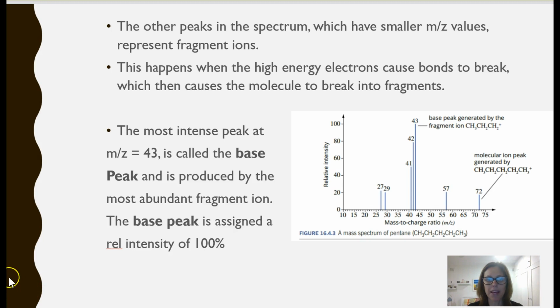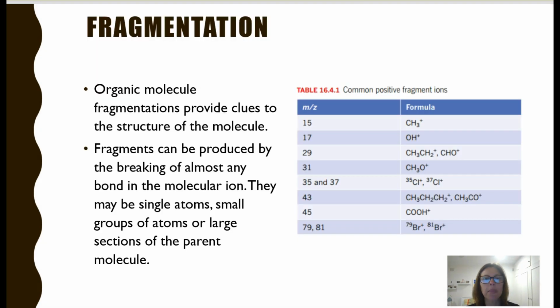we've talked about the base peak that is there. It's the most abundant. It's assigned a relative intensity of 100. So what's happening is high energy electrons are causing bonds to break, and so they're just breaking into their different fragments. So some really good things to remember. You can work these out yourself. It's not difficult to do so, but certainly if you start to remember some of the patterns of numbers, it certainly helps a lot there.